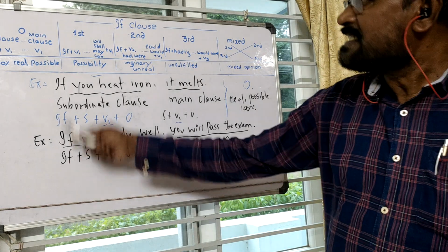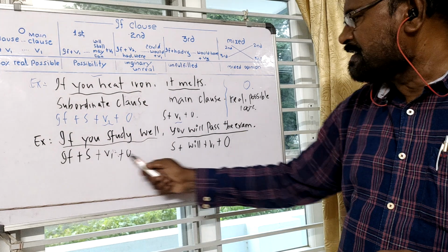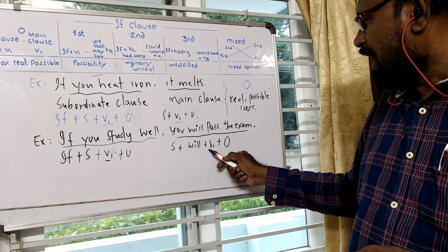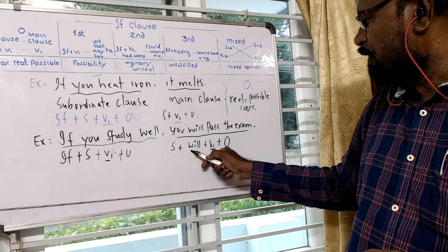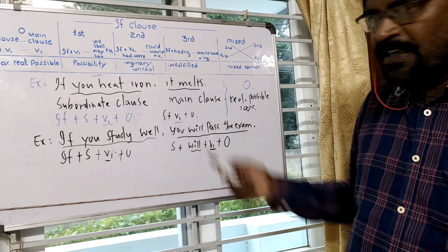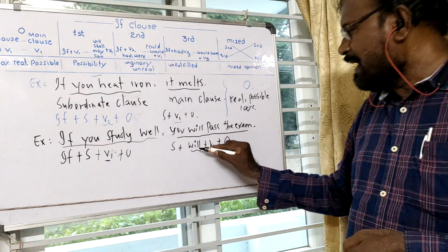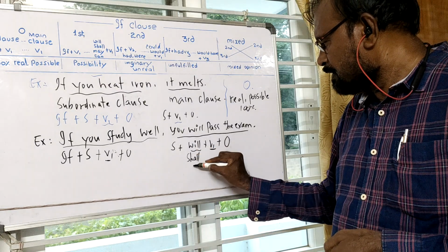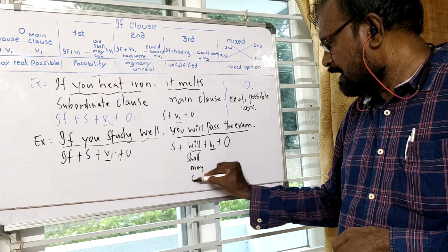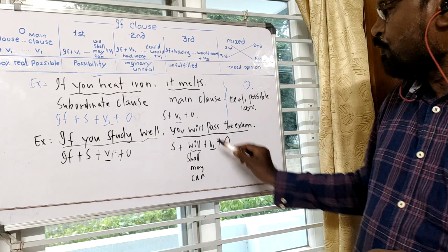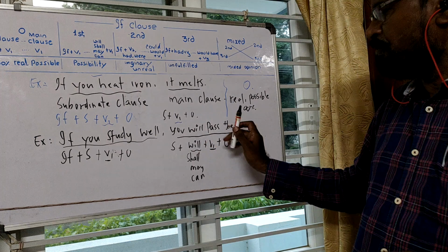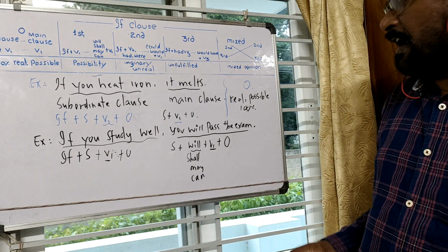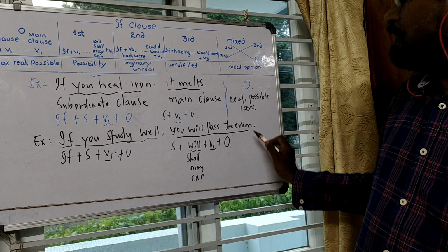In this first condition, we find some difference. Here we use V1, simple present tense, before this V1, and we are utilizing here will. It shows the coming possibility, and in this place we may use shall, may, can, could, like that. So we may not say that it's about the future or simple future, but it tells about the possibility in the coming time.